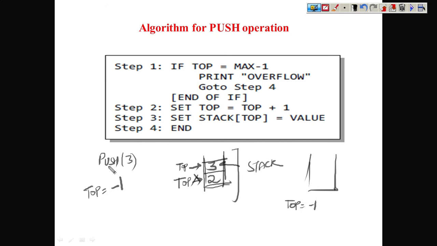Let's say it's the same case. If you want to apply the push operation to an empty stack, what will happen? It will first increment the top, so top becomes top plus 1, that is top equals 0. It points to this position, that is the first index, and here you can write the value. This is how the push operation can be performed in the stack.